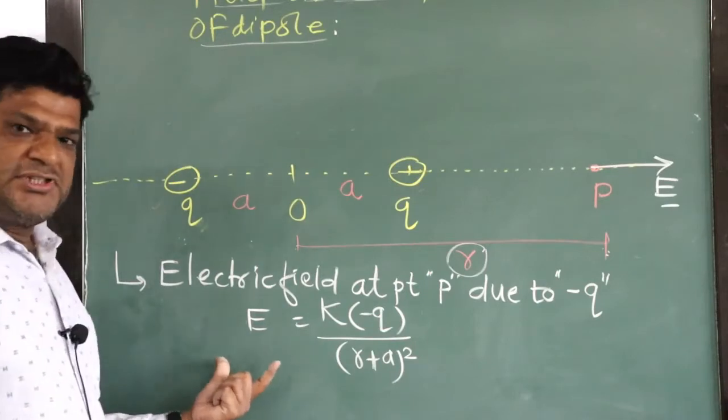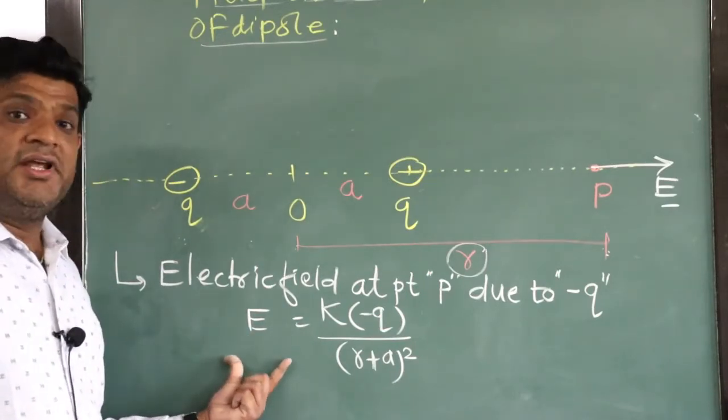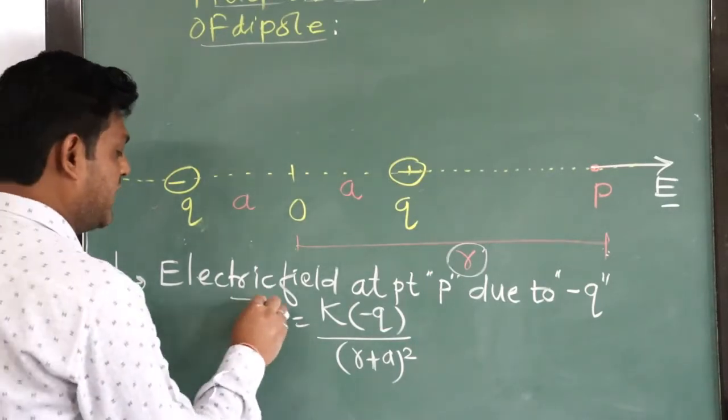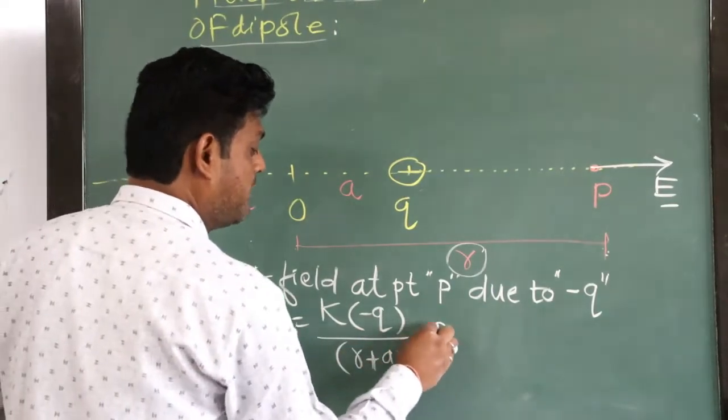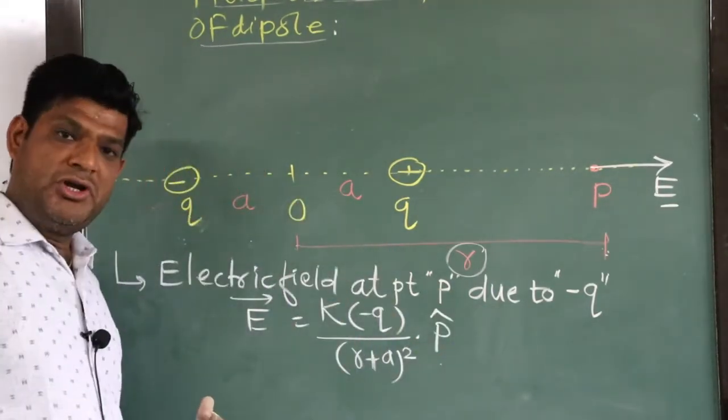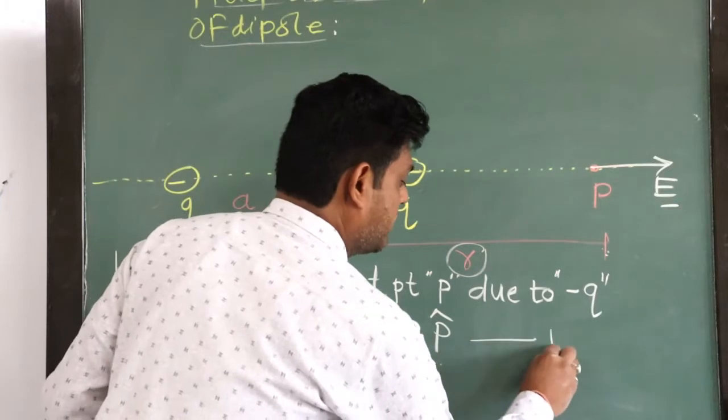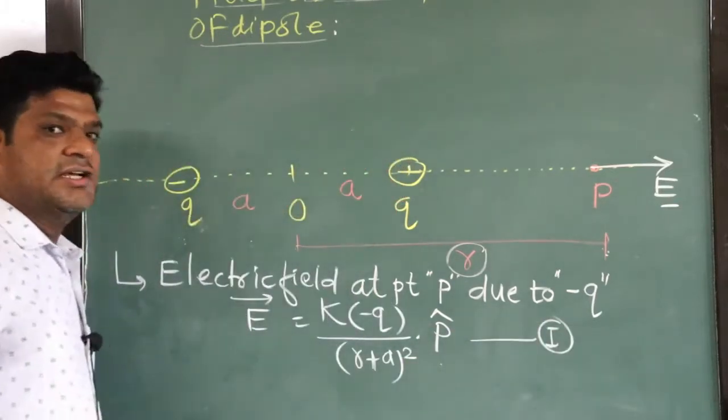We are representing this electric field in vector form, so we write E vector equal to that expression times P cap. P cap is a unit vector. This is equation number 1.